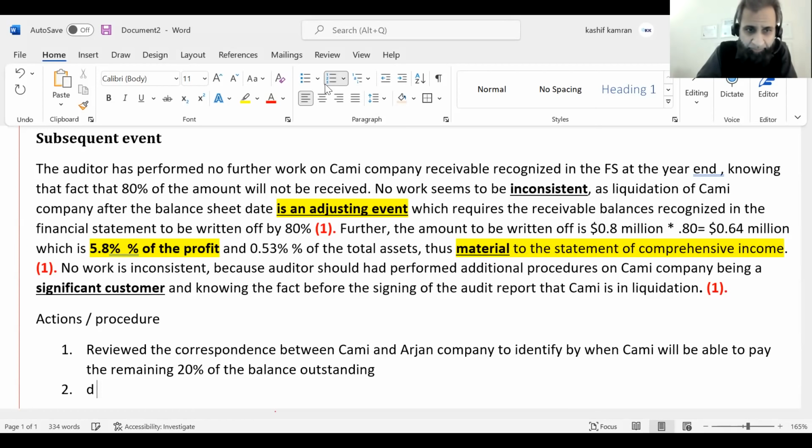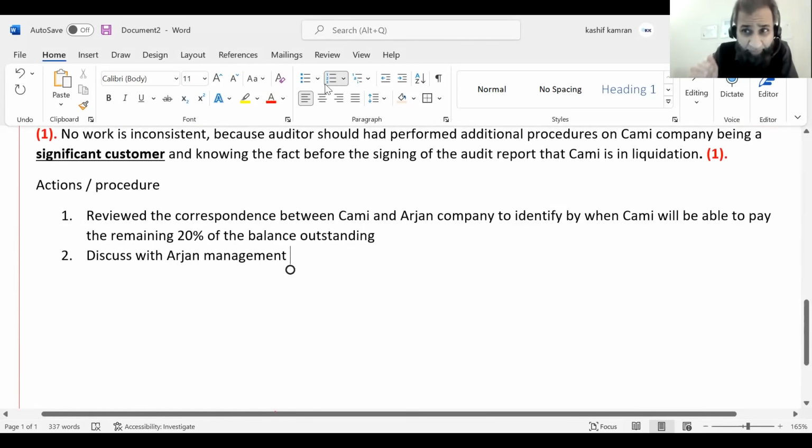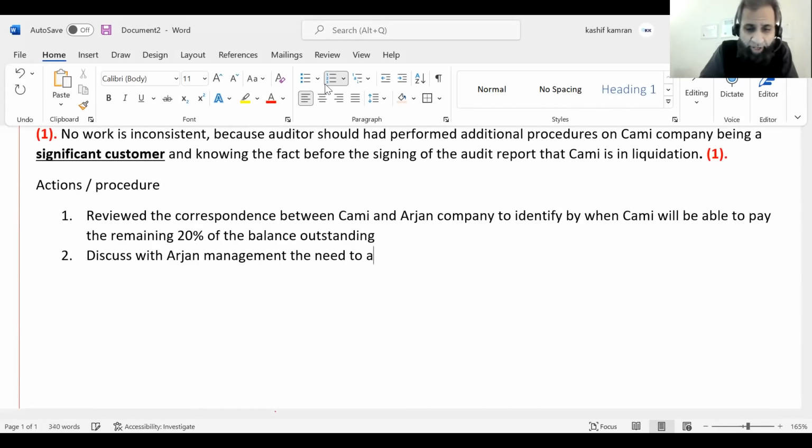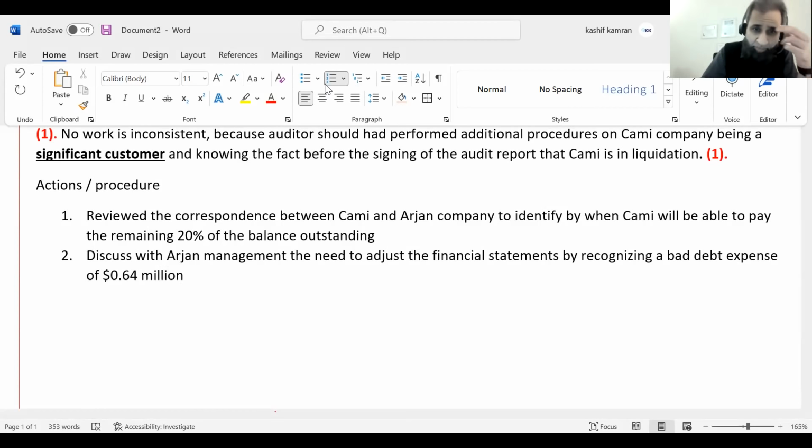Discuss with Urgent management, case specific, the need to adjust the financial statements. This is an action, right? Discuss with Urgent management the need to adjust the financial statements by recognizing a bad debt expense of $0.64 million.